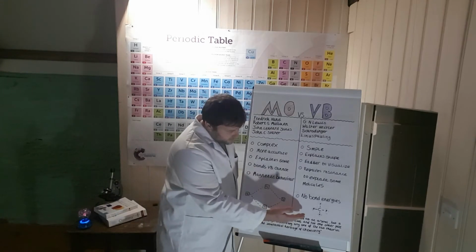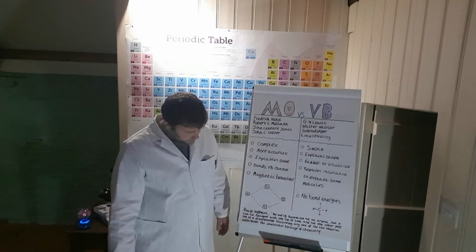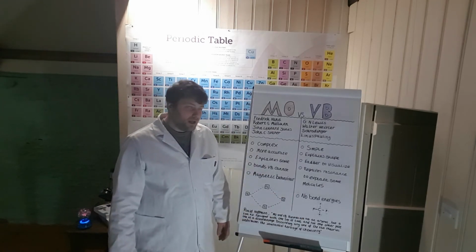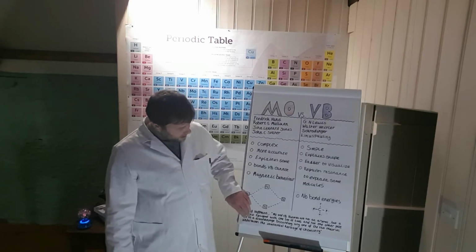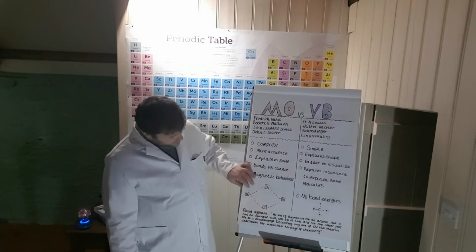Down here on the bottom is a Lewis structure, which is how you would display valence bond. And over on this side is an MO diagram.